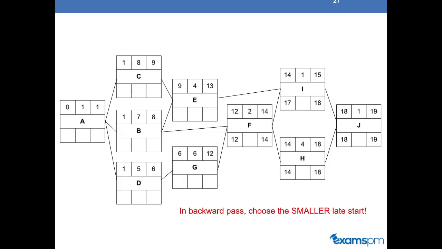So I'll explain that again if it was confusing. Activity F must finish in order for activities I and H to start. And thus we must choose the smaller number out of the two late start dates, because if we choose a larger number, we would delay the start date of the subsequent activities. So if we chose 17 as the late finish for F, then we must modify the late start for H to be 17, which doesn't make sense. So in the backward path, you're always choosing the smaller number.